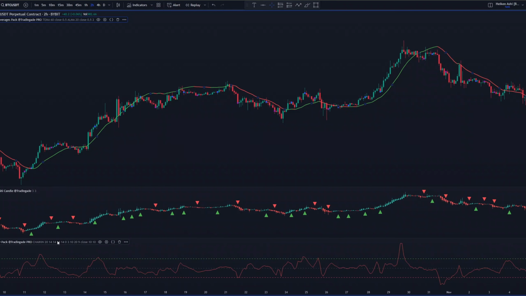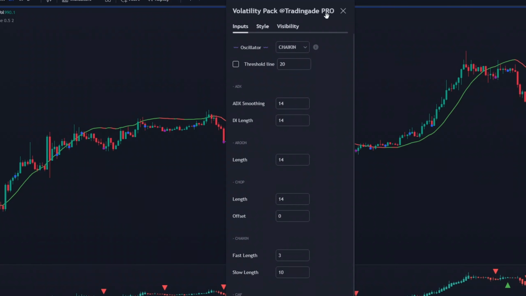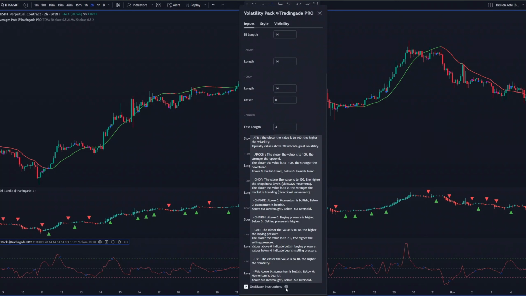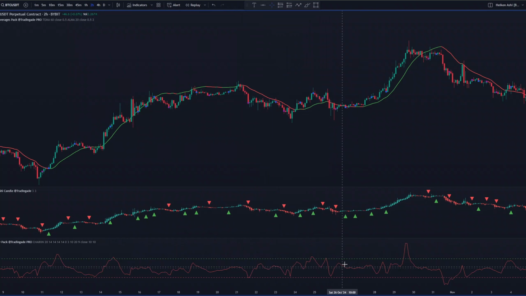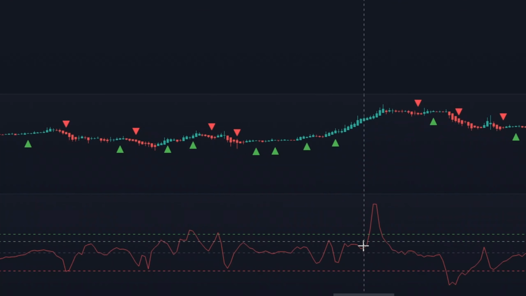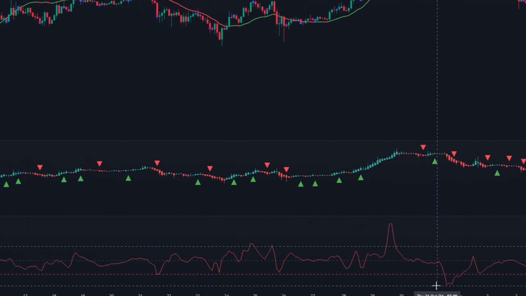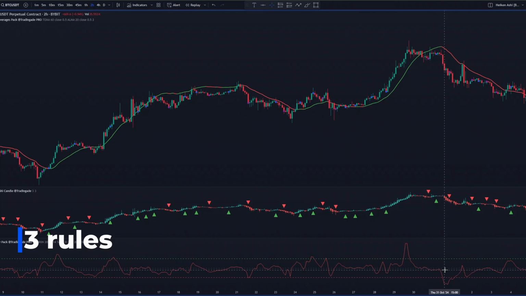Third and last rule, which will be a volatility confirmation, we're gonna take the Chaikin oscillator from the volatility pack by TradingGate Pro. We're gonna leave the default settings, fast length 3 and slow length 10. As you can see from the picture, the Chaikin above 0 means that the buying pressure is higher, while below 0 the selling pressure is higher. So we're gonna use this indicator exactly like this. Whenever the Chaikin is above the 0 line, the middle line, we're gonna open long positions, while whenever it's below the 0 line, we're gonna open short positions. And these are all the 3 rules in order to generate our entry signals.